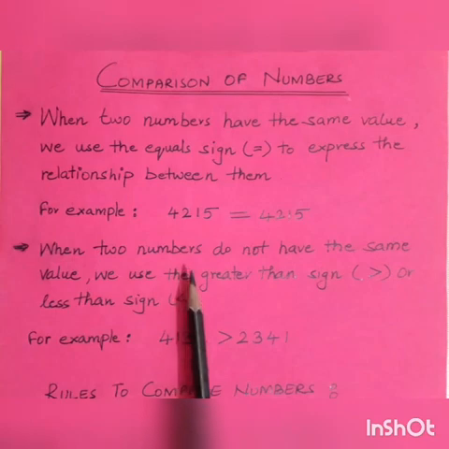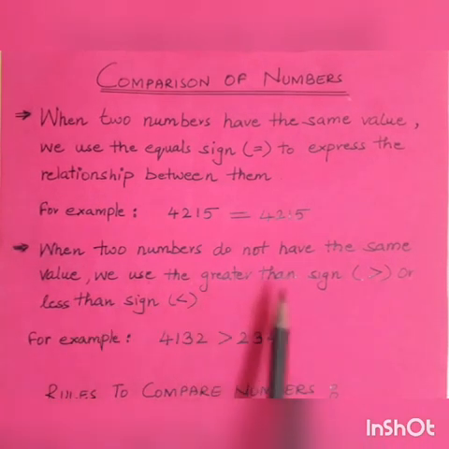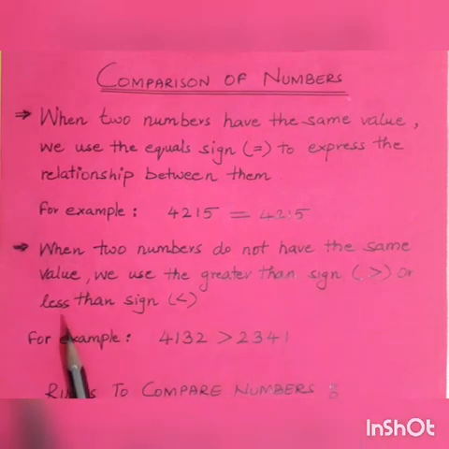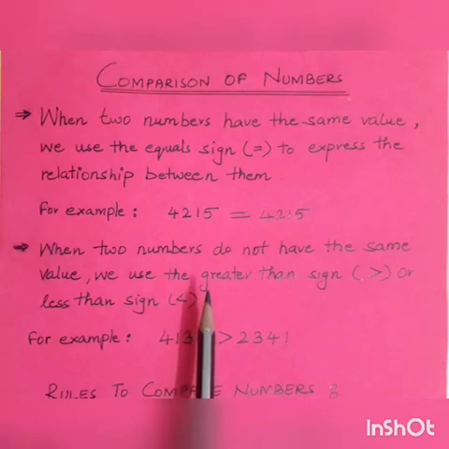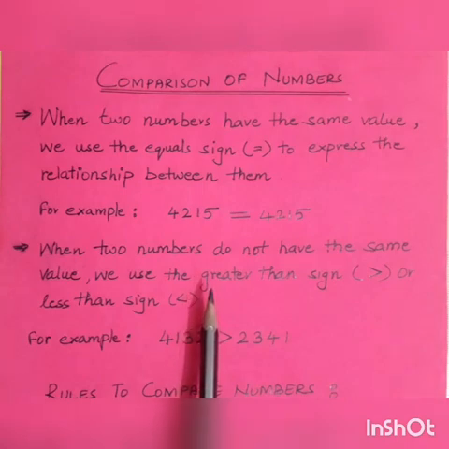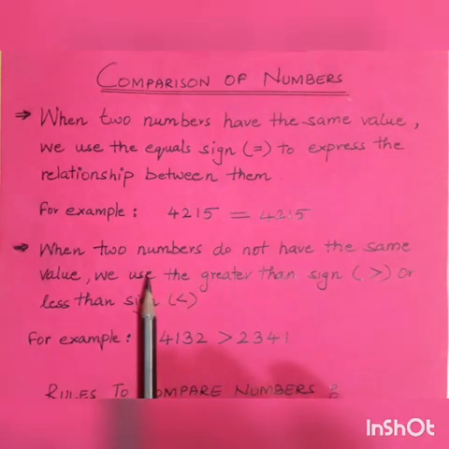But when we have numbers that do not have the same value, then we use either the greater sign or the less than sign. We can explain this with the help of an example. The sign, you can take it as the mouth of the crocodile, and you can state that the mouth of the crocodile opens towards the greater number, whereas it remains closed towards the smaller number.